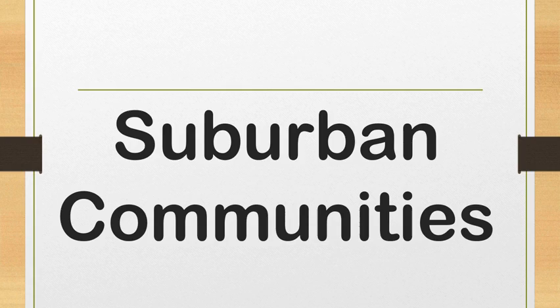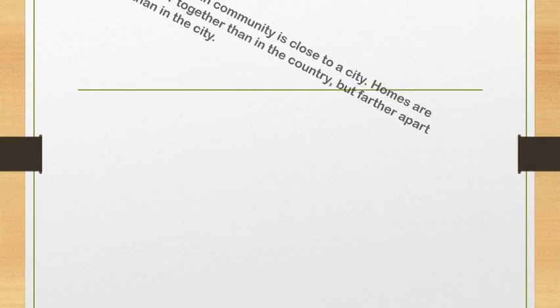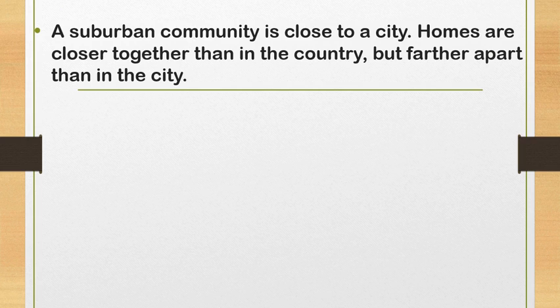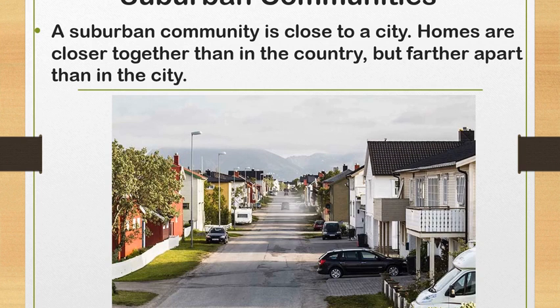Suburban communities. A suburban community is close to a city. Homes are closer together than in the country, but farther apart than in the city. Suburban communities. Here's an example. You guys live in a suburban community, so your street may look something like this.